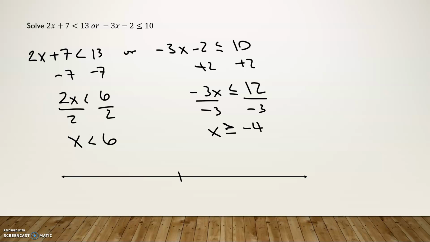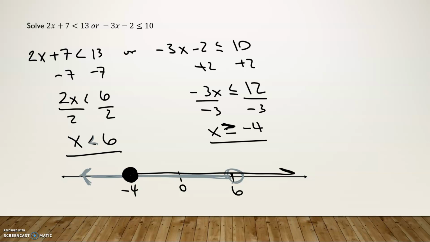Now on our number line, I'll put 0 here, 6 over here, -4 over here. If we look at this one first, I'm going to have an open circle, and then I'm going to point my arrow this direction. For this one, I'm going to have a closed circle on -4. It's pointing this direction, so I will also point that direction. Now remember, OR is a union. So it's taking both of the solutions of these inequalities and putting them together.